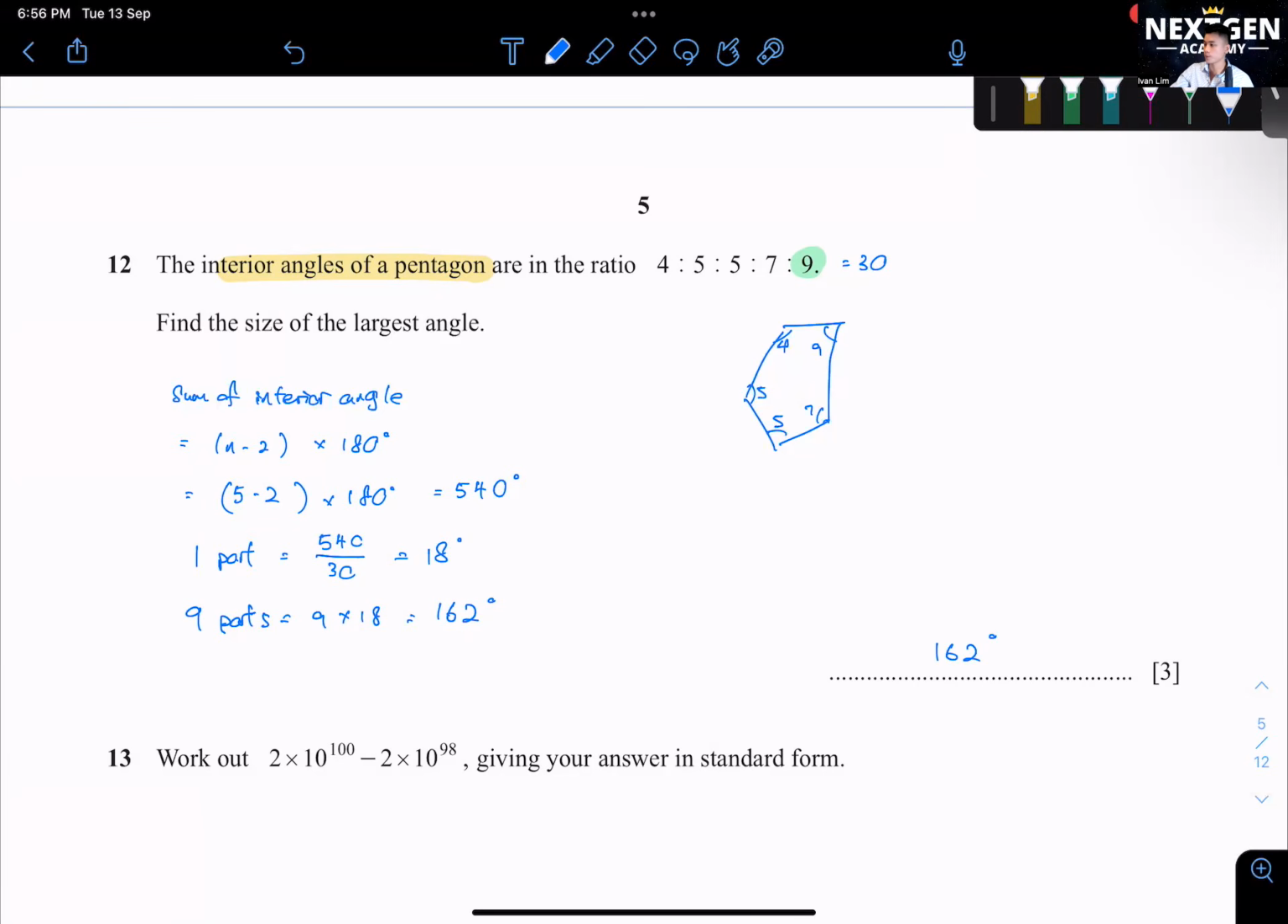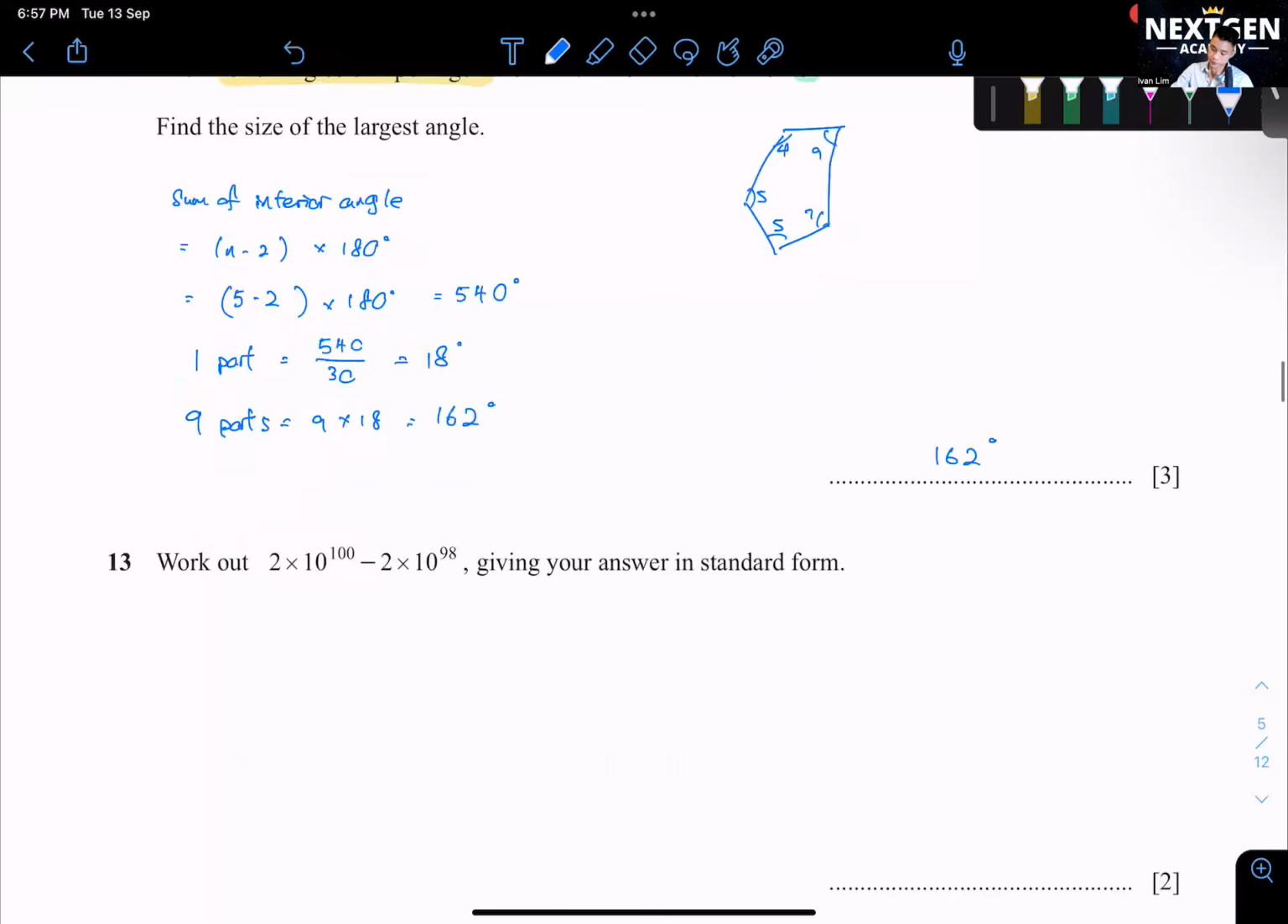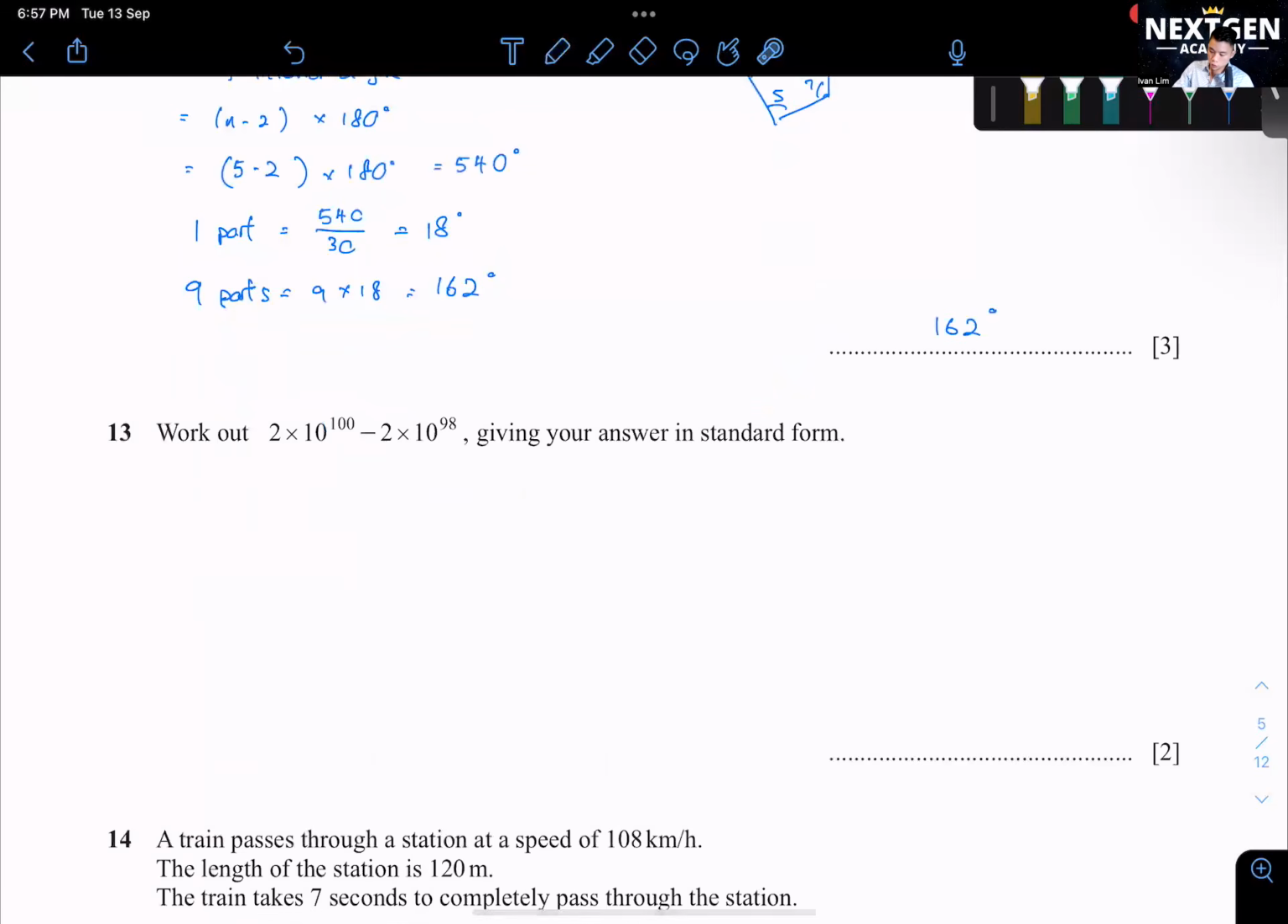Okay, all good here? Next one. Work out 2 times 10 to the power of 100 minus 2 times 10 to the power of 98, giving your answer in standard form. For this particular question, if you type it into the calculator, do you think you can get an answer? You just type inside your calculator. It cannot process, right? It will give you Math error.